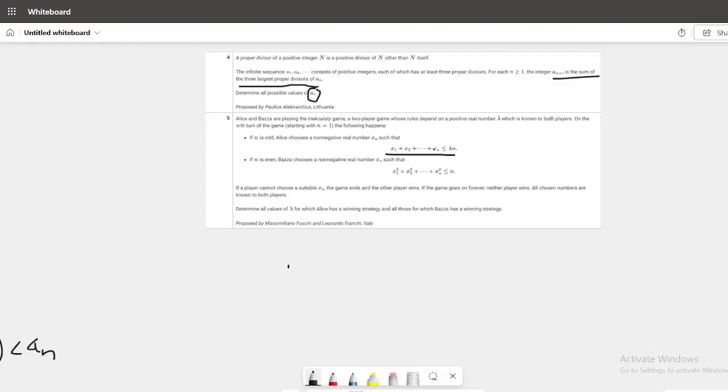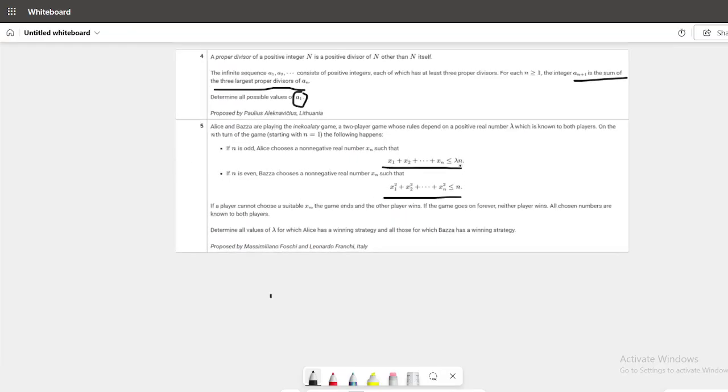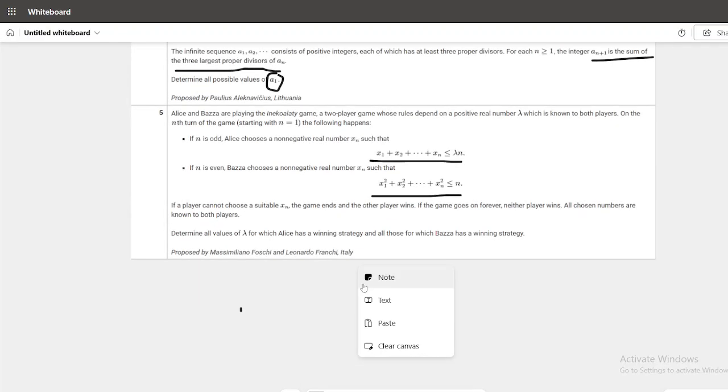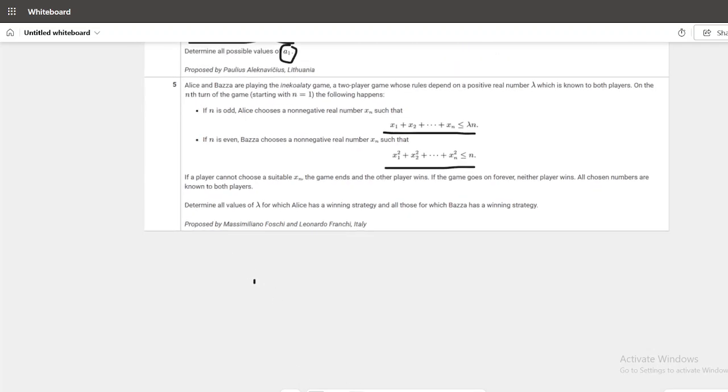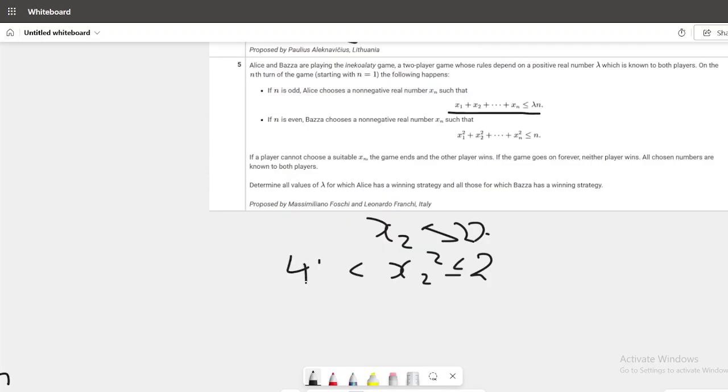Alice needs to choose numbers such that this always holds, and Bob needs to choose numbers such that this always holds, where lambda is a given positive real number. Okay, well, suppose Alice chooses 0 in the start. That's how I started to think. Can Bob choose a number such that this is greater than lambda times 2, and its square is less than or equal to 2? Well, this can happen when lambda is less than root 2 over 2.